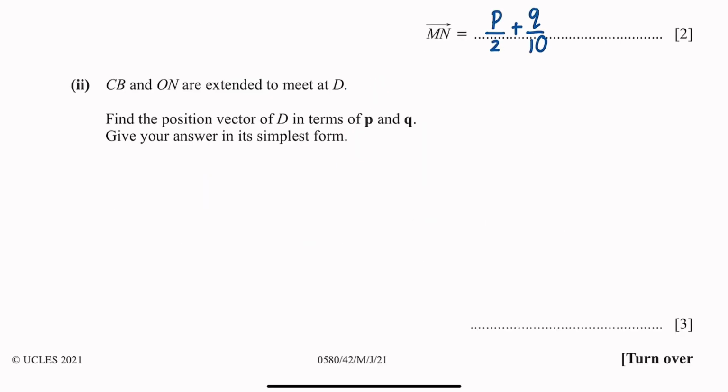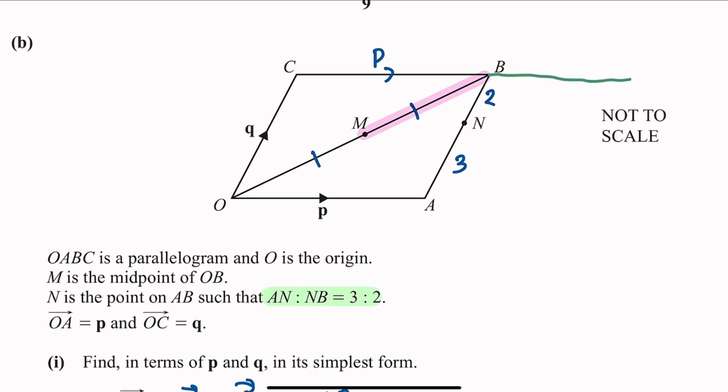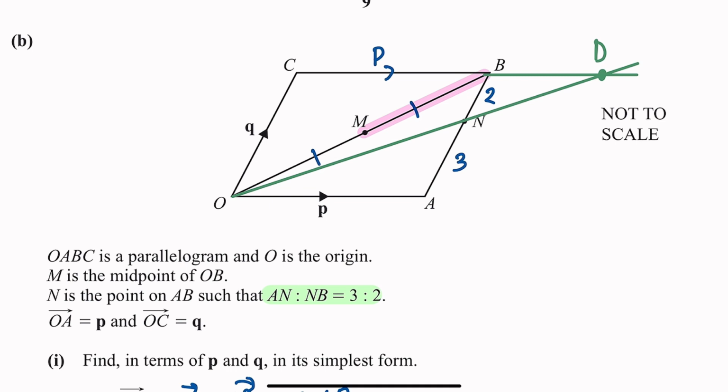CB and ON are extended to meet at D. Find the position vector of D in terms of P and Q. Give your answer in its simplest form. The position vector of D is OD because O is the origin. As you can see from this picture, OD is equal to OA plus AN plus ND.